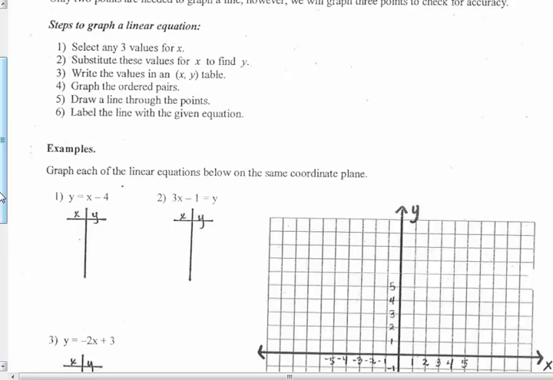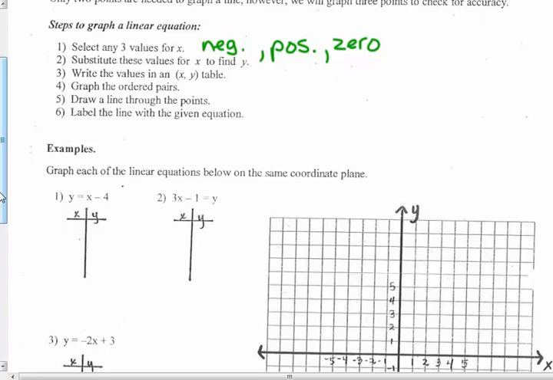Steps to graph a linear equation. You're going to select 3 values for x, and I'm going to put a stipulation there. I would like you to choose a negative value, a positive value, and a 0. So I would like you to choose a negative value for x, a positive, and 0. I'll show you what that means. Substitute these values for x into the given equation that you have to solve. Solve for y. Write the values in the xy table, graph the ordered pairs, draw a line through those points, label a line with the given equation.